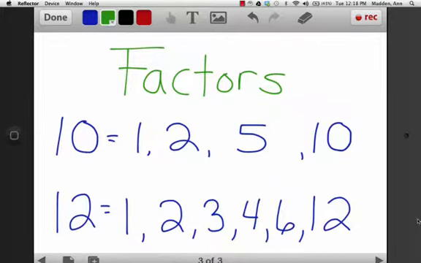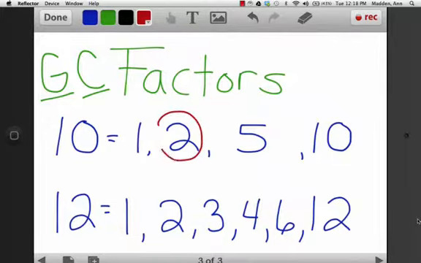Now, instead of looking for the factors, I'm looking for the greatest common factor. Greatest means biggest, the greatest number. Common means what they have the same. So I'm going to look at my 2 rows of factors here and find the greatest number that they have in common. They both have 1s, they both have 2s, and that looks like all that they have in common. So the greatest common factor, or the GCF, of 10 and 12 is 2.